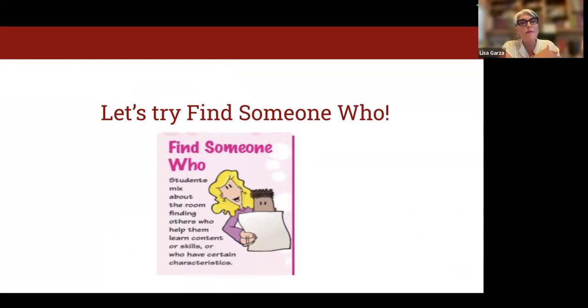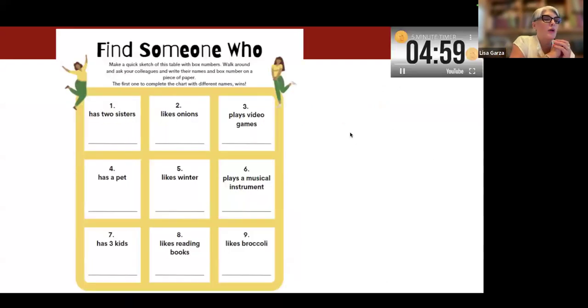Oh, I'm sorry. Go ahead and go back and sit back at your table and back at your chair. And let's try to do this one. Let's try and find someone who. All right, so you are going to make a quick sketch of this at your table with box numbers. So get a piece of paper. You're going to make 9 squares and write quickly in the box what these are. I'll give you a couple of minutes to do this.